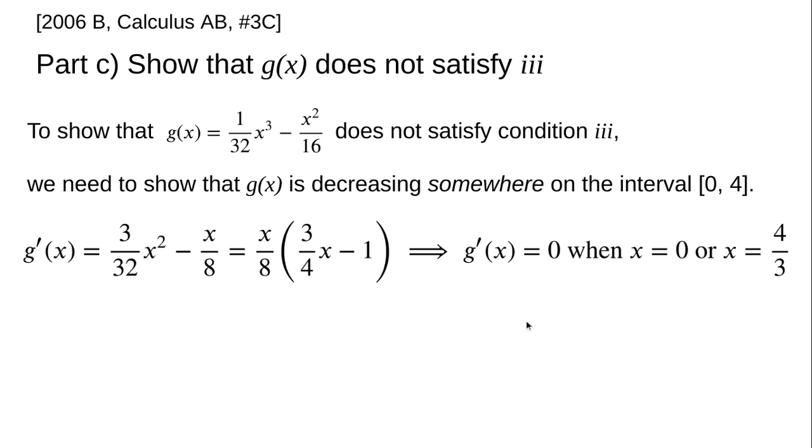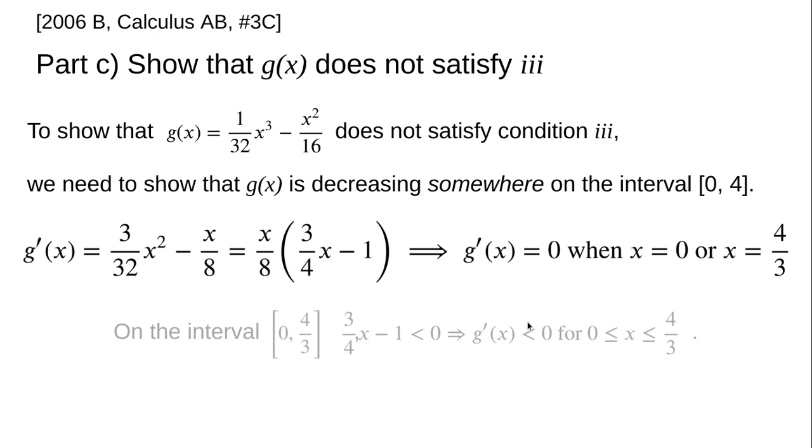We get 3 over 32 times x squared minus x over 8, which is x over 8 times 3/4 of x minus 1. This implies that g prime of x is equal to 0 when x is equal to 0, or when x is equal to 4/3. So on the interval from 0 to 4/3, 3/4 of x minus 1 is less than 0, which implies that g prime of x is less than 0, and therefore g of x would be decreasing on that interval.